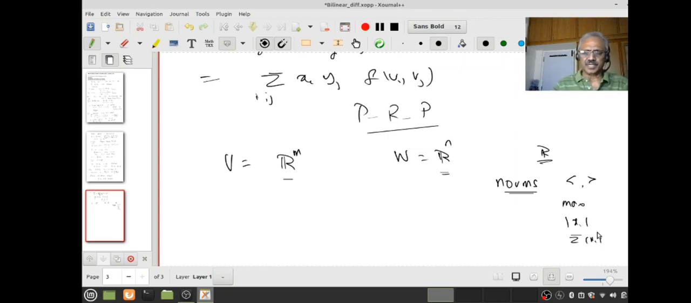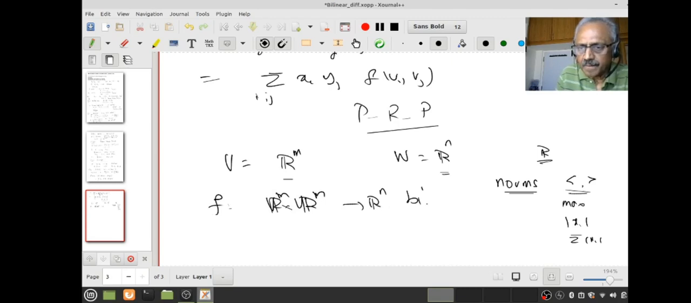It could be any norm, because if you know some topology, you know all norms are equivalent, but let's not worry about such things. I don't want to get digressed. Fix one of the norms, either the Euclidean norm or the max norm. That's good enough for us. But we are going to deal with only the Euclidean norm, because you will see the reason. So suppose f from V cross V, that is R^m cross R^m, to R^n, is bilinear. I want to know whether it's continuous. Is the question clear?